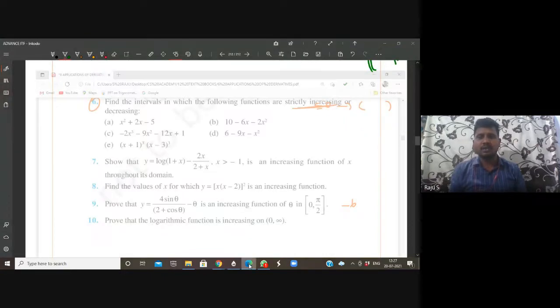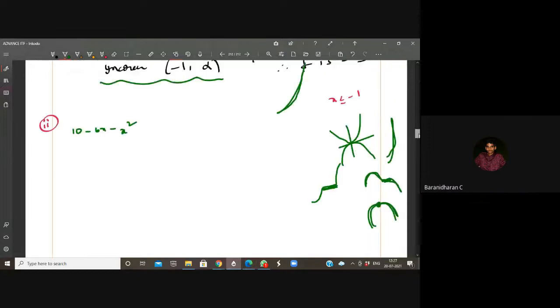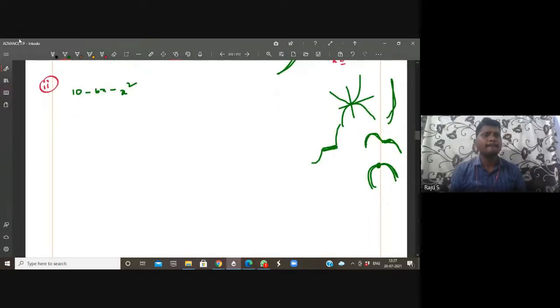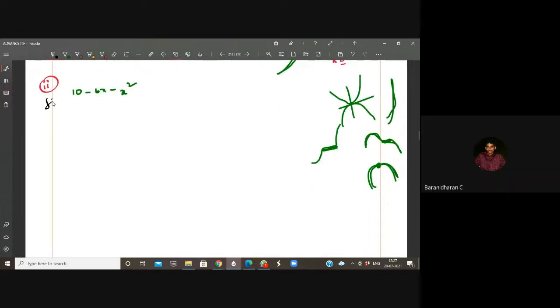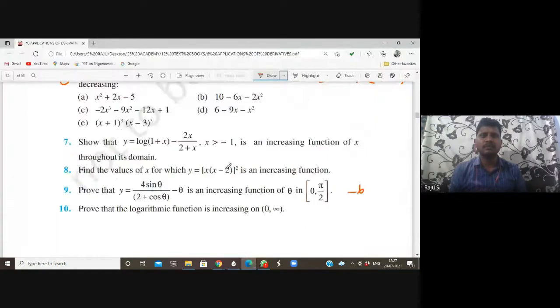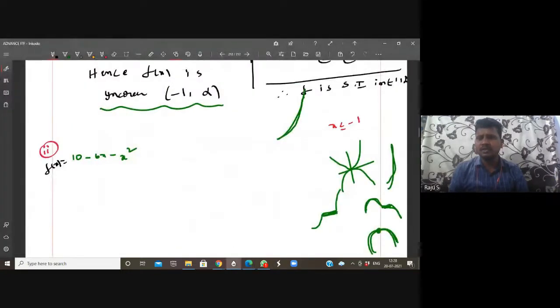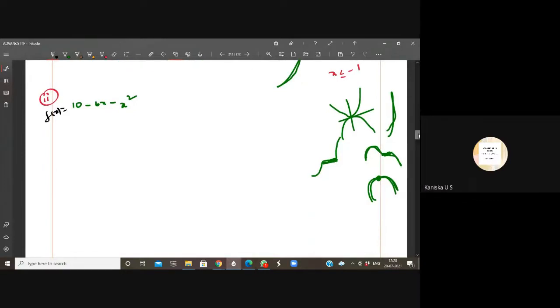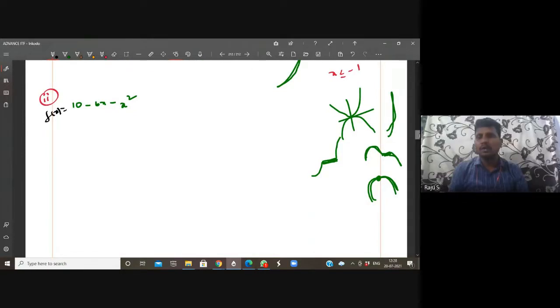Next question. Sir, for the previous question, in the answer they gave strictly decreasing also. Yes, every quadratic is decreasing as well as increasing. I'll check it once. Strictly increasing. It is increasing alone, no? All of you check once. They have given decreasing also.